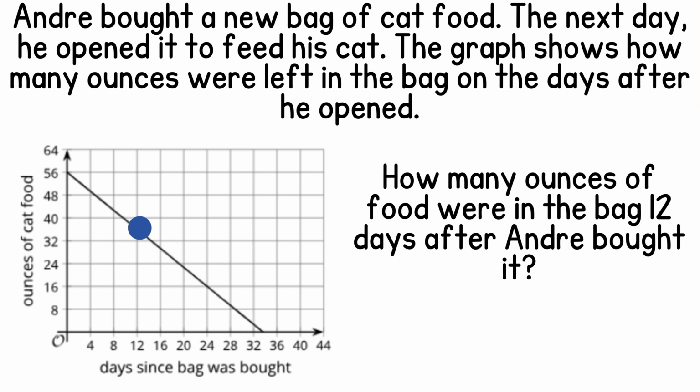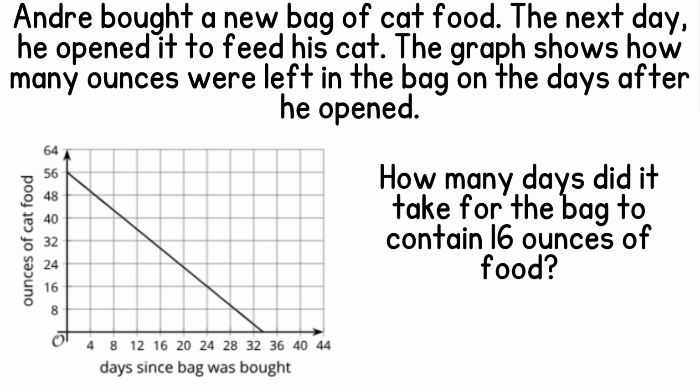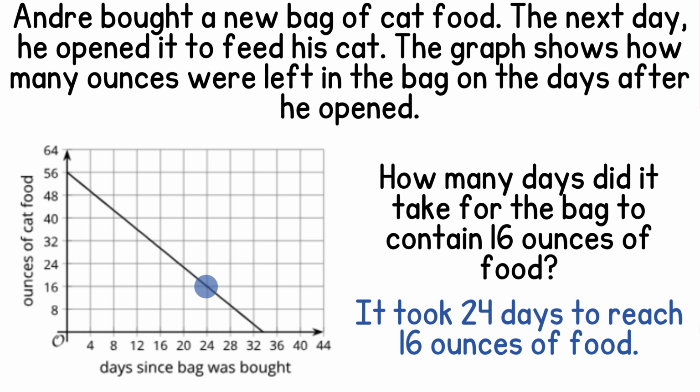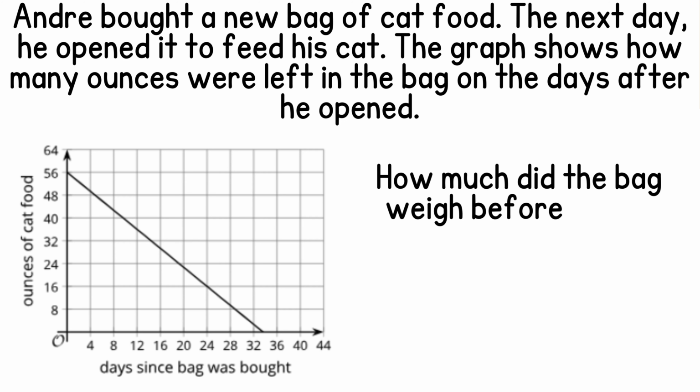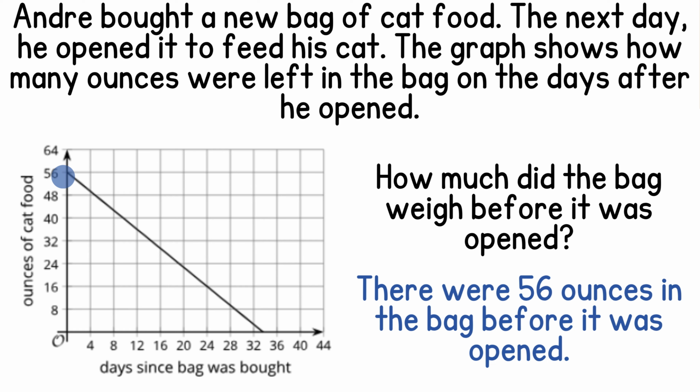So we need to find the value of y when x was 12. So if we go to where our dot lies on the graph, we can see that there were 36 ounces left in the bag. How many days did it take the bag to contain 16 ounces of food? This time we need to find the x value when y is 16. So from the point on our line, we can see that it took 24 days for the bag to contain 16 ounces of food. How much did the bag weigh before it opened? So this will represent our y-intercept. This is when x is 0, since no days have passed since he bought it. And we can see that there were 56 ounces in the bag before he opened it.